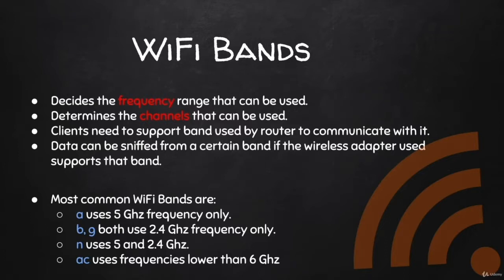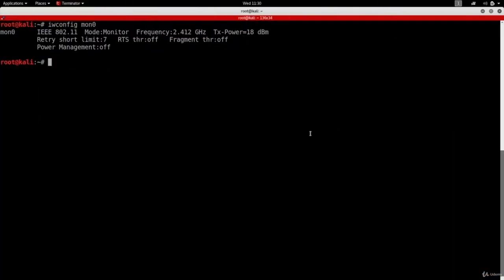In this lecture, I'd like to talk about Wi-Fi bands. The band of a network defines what frequency it can use to broadcast the signal. This means it also defines the frequency that the clients or the computers need to be able to support and use in order to connect to this network. The two main frequencies used in Wi-Fi networks are 2.4 and 5 GHz.